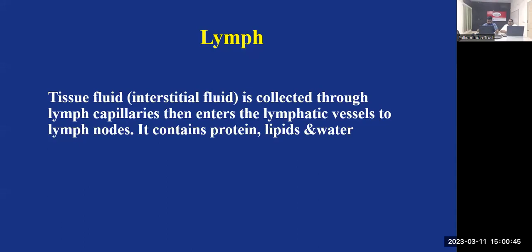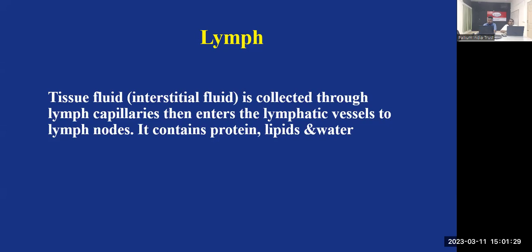So if there is an interstitial space, definitely the lymphatic fluid will be collected. Okay, so that fluid is collected through the lymphatic capillaries, then enters into the lymphatic vessels, to lymph nodes. So wherever the lymphatic fluid originates, with the help of the lymphatic capillaries, it is absorbed from the interstitial space and then it goes to the lymphatic vessels, finally to the lymph nodes and then finally drains into the subclavian vein. We will discuss that later.